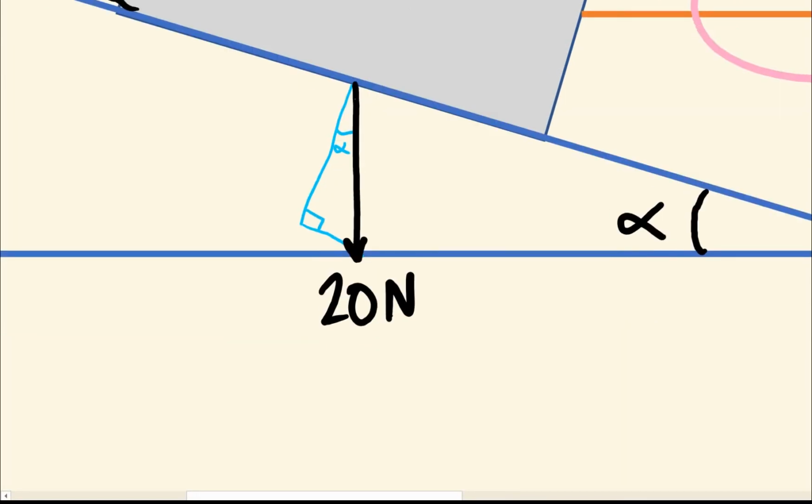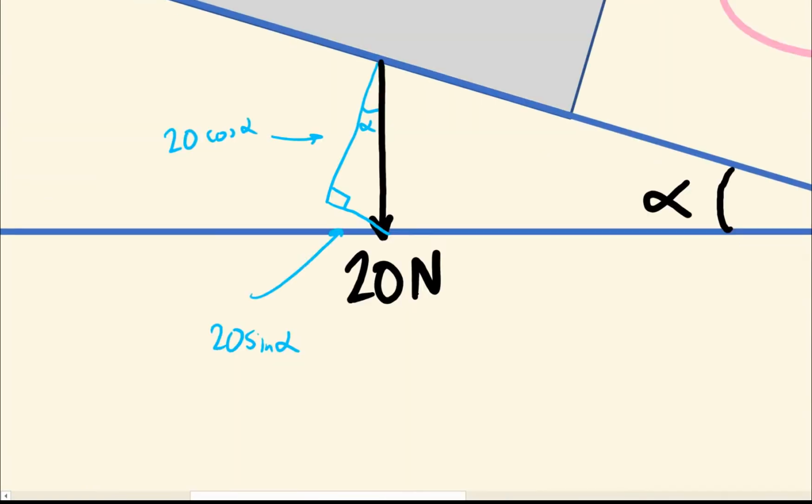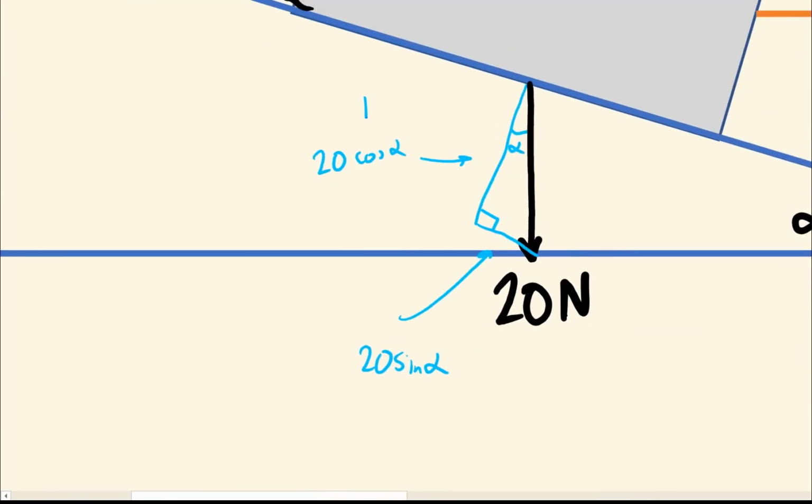So if this is 20 newtons, that means this length here is going to be 20 cos alpha. And this length here will be 20 sine alpha. If we go back to what we worked out earlier, we know sine alpha is 3/5 and cos alpha is 4/5. So therefore 20 cos alpha must be 16 and 20 sine alpha must be 12.